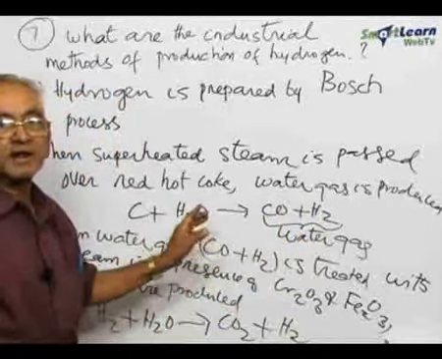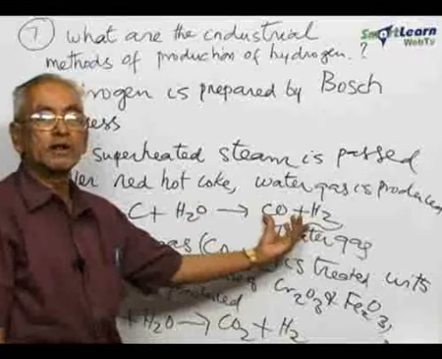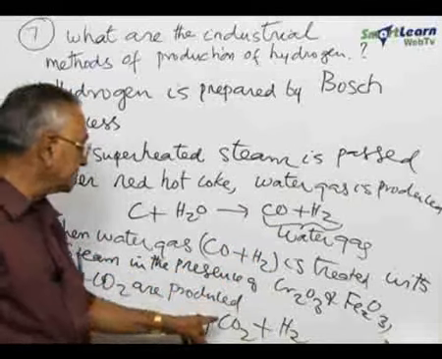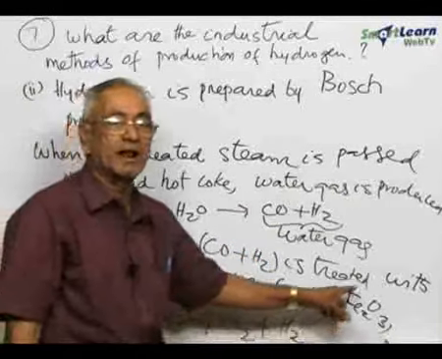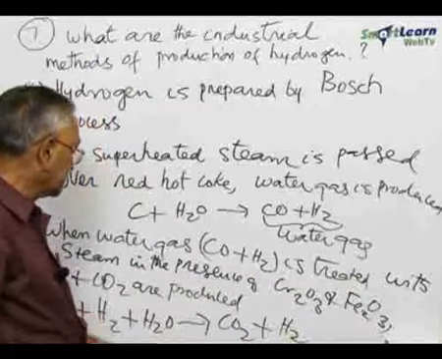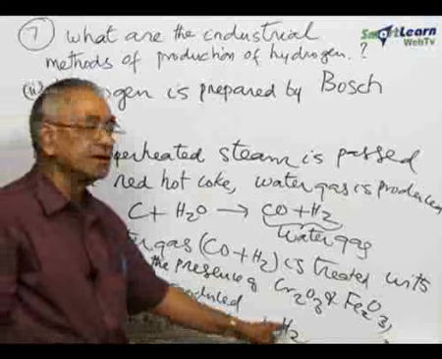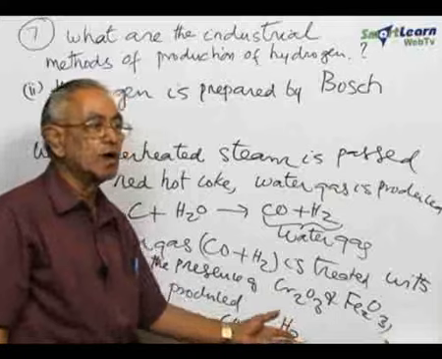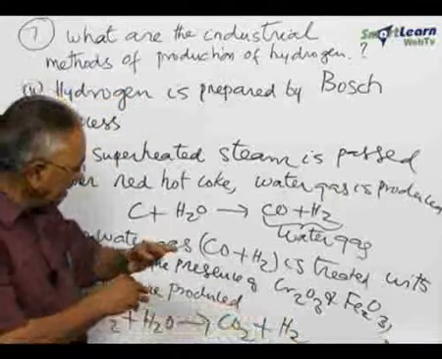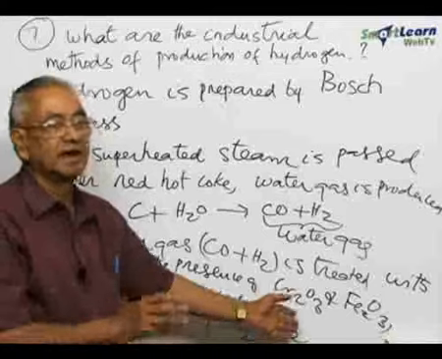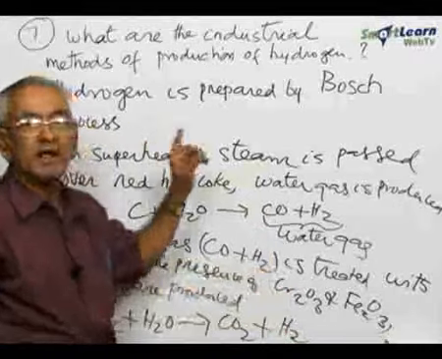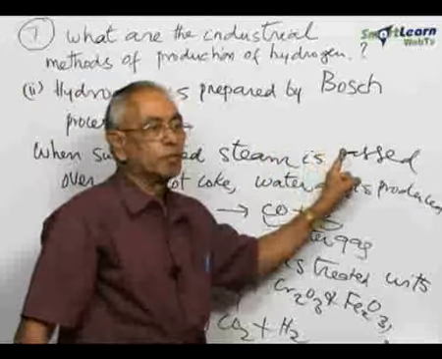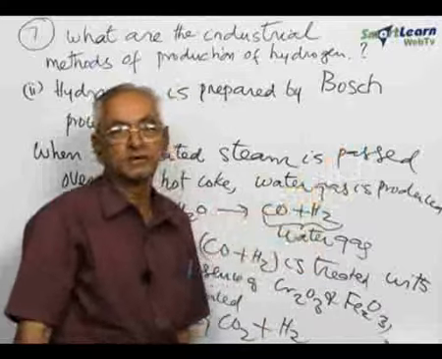This carbon monoxide and hydrogen mixture, which is known as water gas, is treated further with steam. In the presence of a catalyst like chromium oxide and iron oxide, carbon monoxide is converted to carbon dioxide and hydrogen is produced. So a mixture of carbon dioxide and hydrogen is produced, from which hydrogen is removed by a separate process and enriched. So this is a very important industrial method of forming hydrogen, known as the Bosch process.